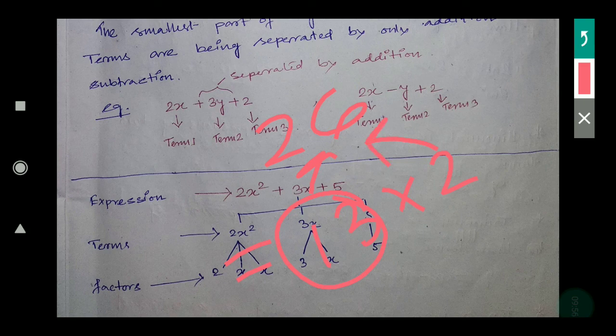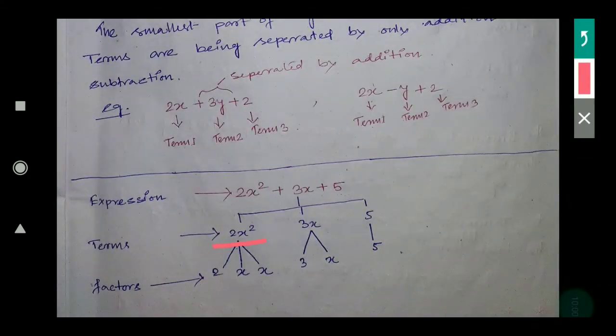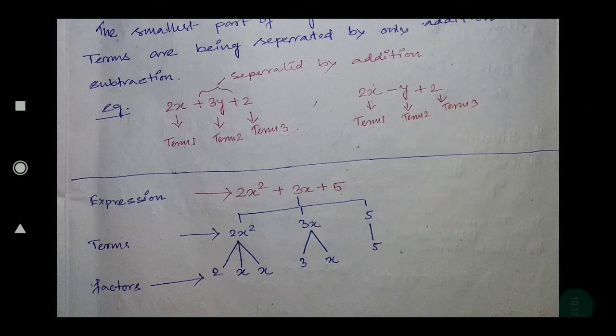Similarly, if 2x square is given, then what are the factors? One will be 2, another will be x, another will be x. Again 3x is also one term. This term I can write in the form of factors, which will be 3 and x. If 5 is given, the factors of 5 are 5 into 1, or the number itself only.